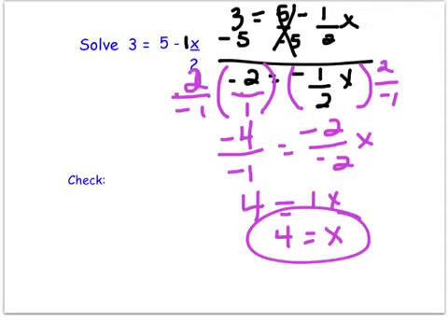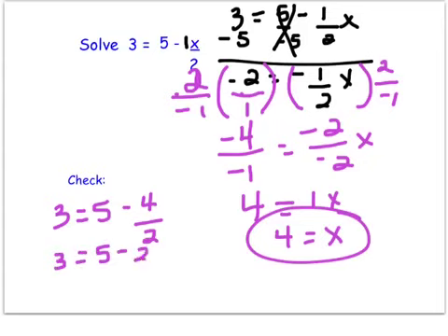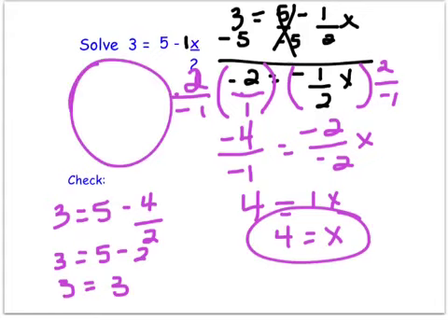So I'm going to write 3 equals 5 minus 4 over 2. 3 equals 5 minus 2. Does 3 equal 3? Oh my goodness, we are brilliant.